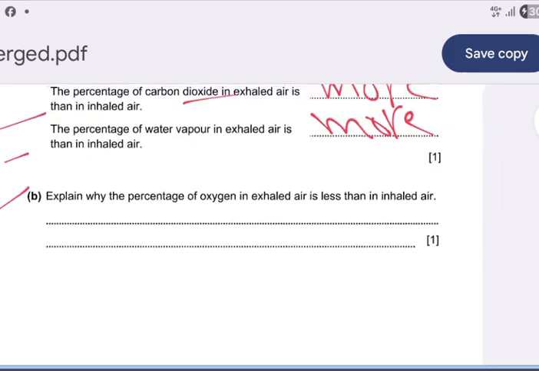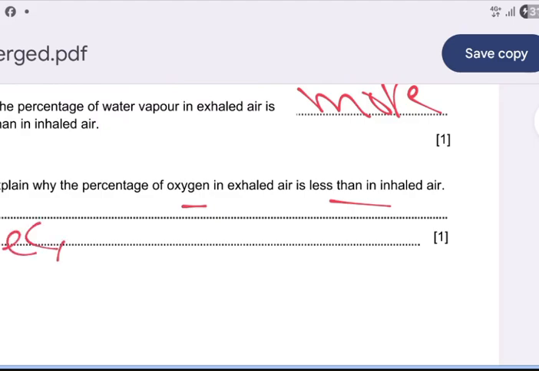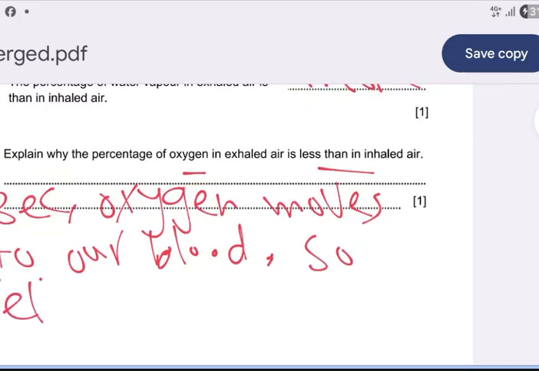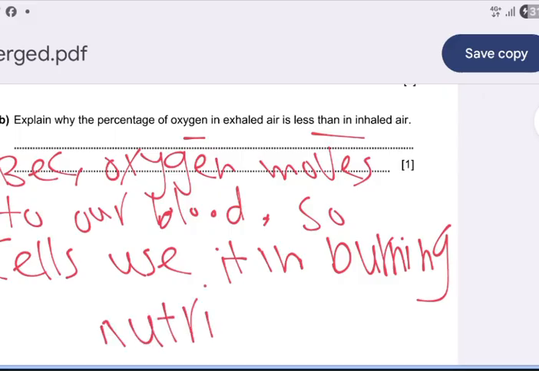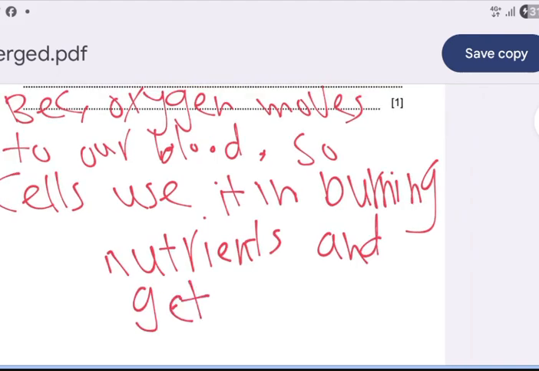So, explain why the percentage of oxygen in exhaled air is less. We inhale oxygen because we don't need it or because we need it? We need it. We need it in burning nutrients, because we need oxygen in our blood, right? Oxygen moves to our blood, yes or no? Yes. So what will happen with oxygen? Cells use it in what? Why do we use oxygen? To pump the blood, or to burn the food? You need oxygen to burn the nutrients and get energy.